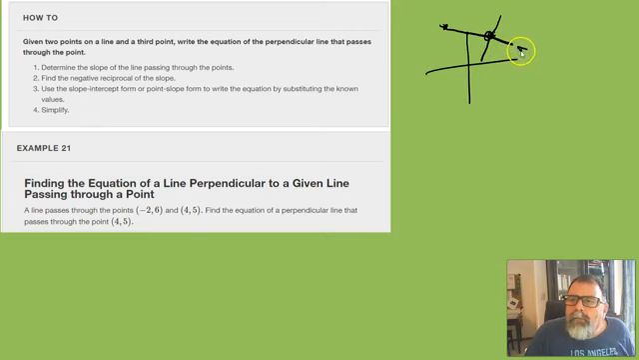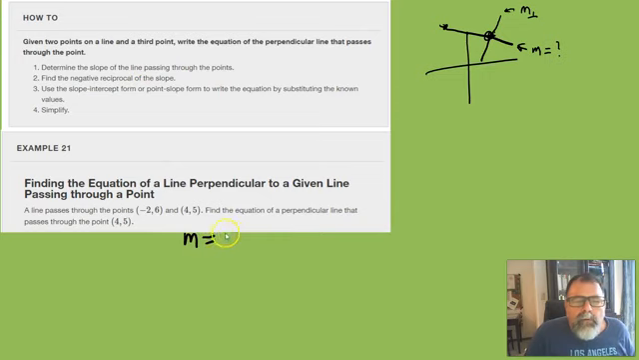So first we got to figure out the slope of that line. We don't have to actually find the equation of the line. We just need to find the slope of that line. And then this would be our perpendicular slope, which will be the negative reciprocal. So let's see. Determine the slope of the line passing through the points.